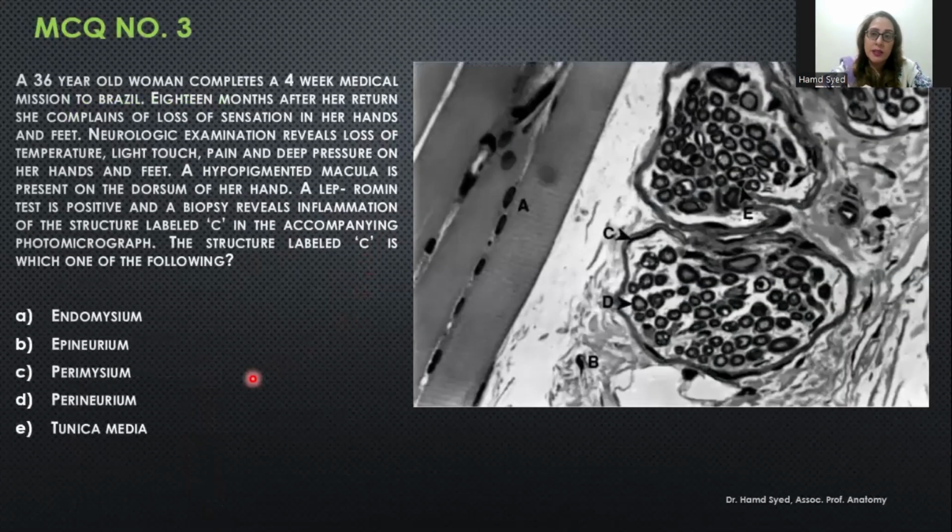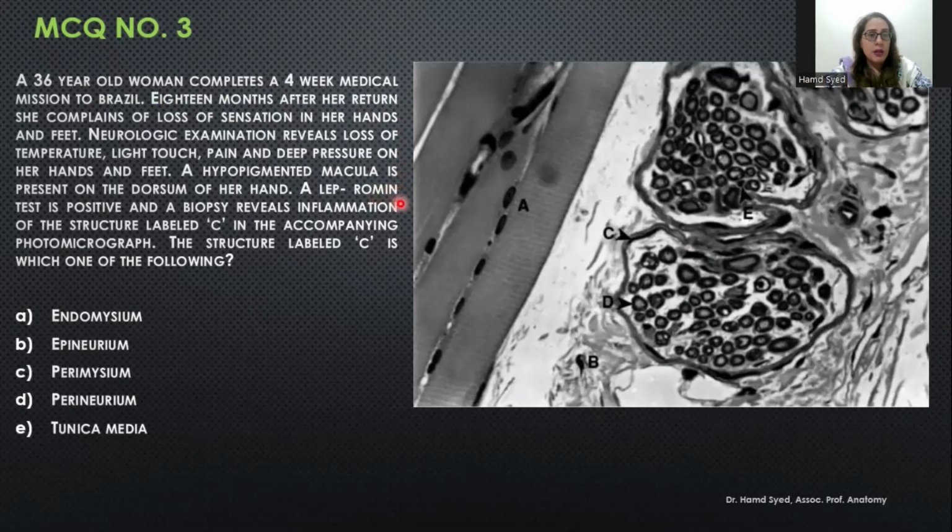Now, this is a clinical scenario. A 36-year-old woman completes a 4-week medical mission to Brazil. 18 months after her return, she complains of loss of sensation in her hands and feet. So she has distal anesthesia. Neurologic examination reveals loss of temperature, light touch, pain, and deep pressure on her hands and feet. So these are the sensations that have been lost. A hypopigmented macula is present on the dorsum of the hand. So she also has a lesion on her hand.